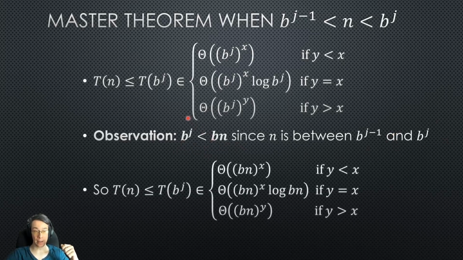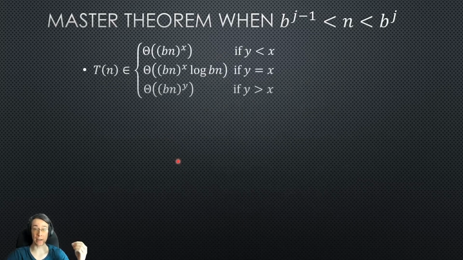How? Well, if t of b to the j is in these expressions, where there are all these b to the j's, and b to the j is smaller than bn, we can replace all those b to the j's with bn, and now we have an expression in terms of n, but we have all these extra b terms. So let's see how all these extra b terms can disappear, since essentially they're constants.